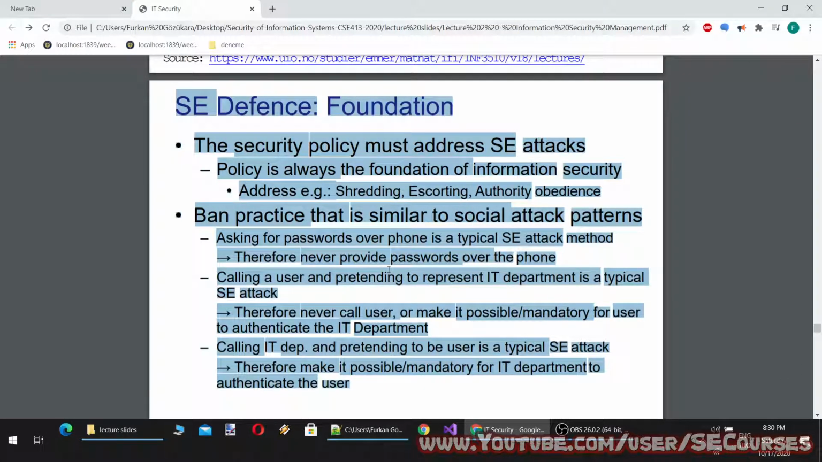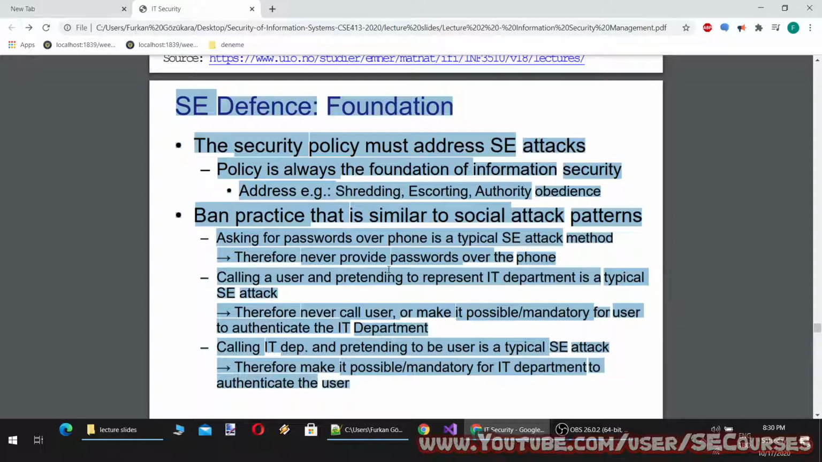SE Defense Foundation. The security policy must address SE attacks. Policy is always the foundation of information security. Address, for example, shredding, escorting, authority obedience, and ban practices that are similar to social attack patterns. Asking for passwords over the phone is a typical SE attack method. Therefore, never provide passwords over the phone. Calling a user and pretending to represent the IT department is a typical SE attack.